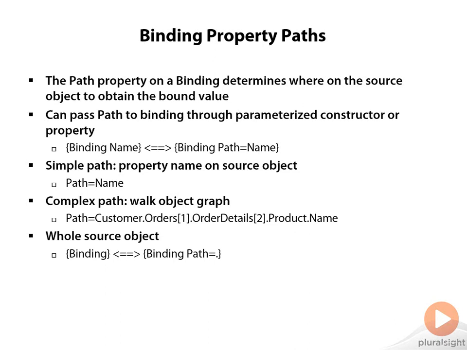You can also have no path at all. So you can basically let the binding say, give me the whole source object. And we've seen a couple of these in previous demos as well. You can express this with just binding and no arguments whatsoever. And you're basically saying path equals dot is the equivalent syntax. Dot meaning the current object, similar to a file system path.